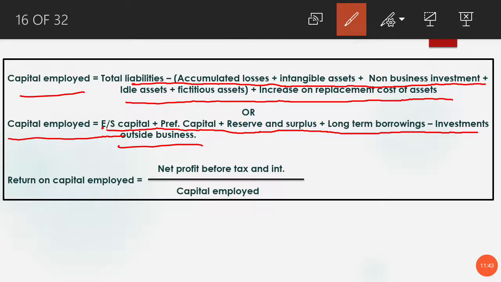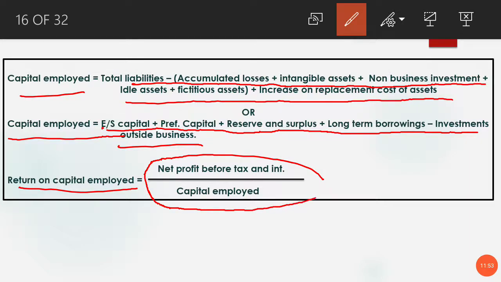The standard return on capital employed is about 15%, and equal or above the standard ratio indicates higher productivity of the capital employed, and vice versa. This ratio is expressed as return on capital employed is equal to net profit before tax and interest divided by capital employed.